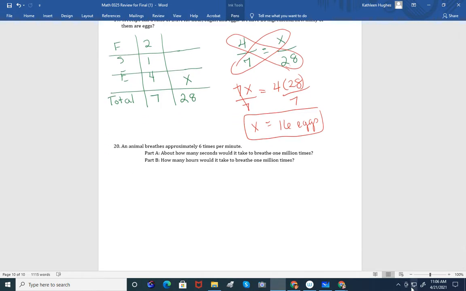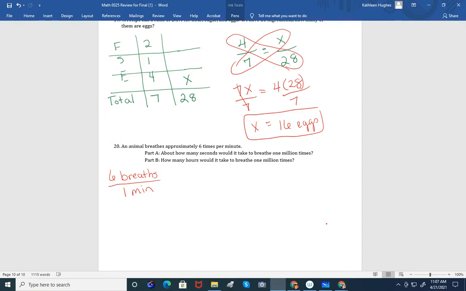It says an animal breathes approximately 6 times per minute. Better write that down. 6 breaths in 1 minute. That's what that problem has told me so far. About how many seconds would it take to breathe 1 million times? How many hours would it take to breathe 1 million times?